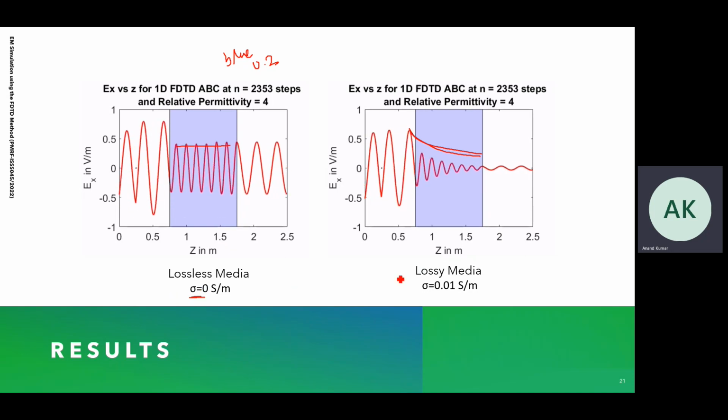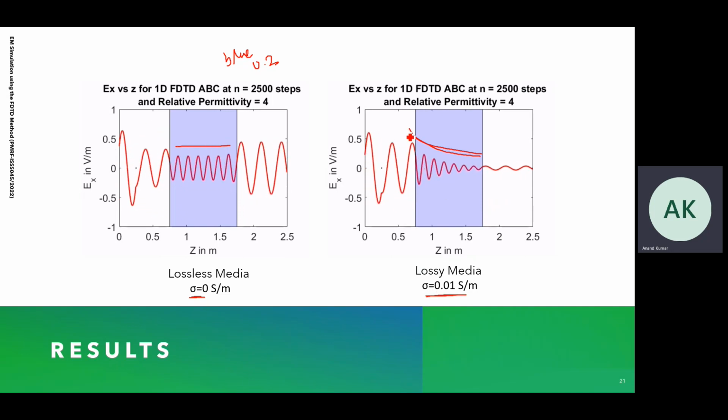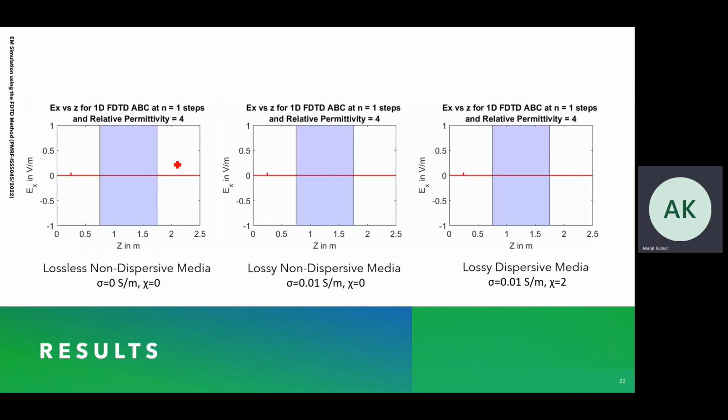So this is a lossless media, and when you have sigma as some value, this becomes a lossy media. So this is what we get from the formulation using flux. This result was obtained using the formulation using flux density. Now let's take a look at the results for dispersive media.